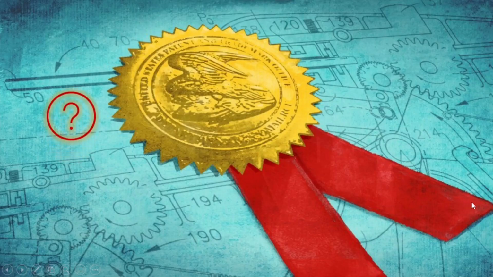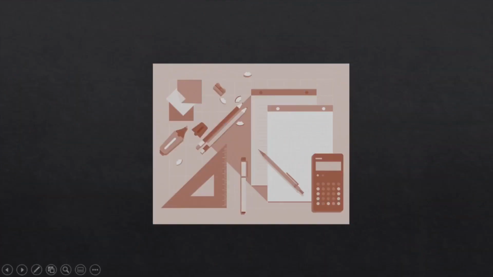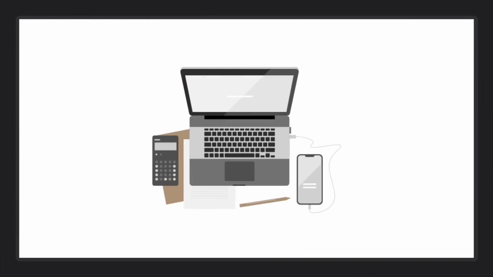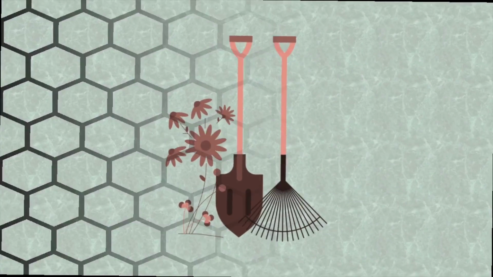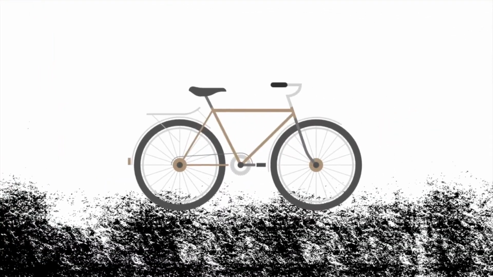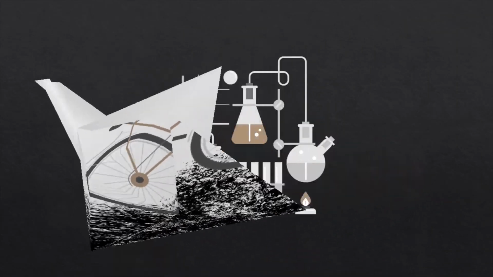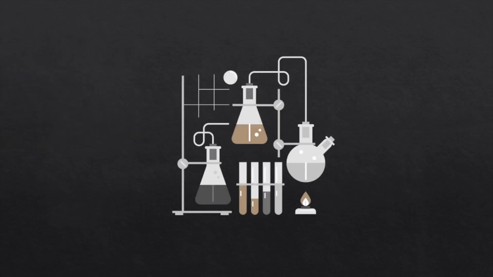Before looking at the search tools, let's take a minute to understand what a patent is. A patent is a limited duration property right relating to an invention granted by a governing entity in exchange for public disclosure of the invention. In the US, that governing entity is the US Patent and Trademark Office, or USPTO.